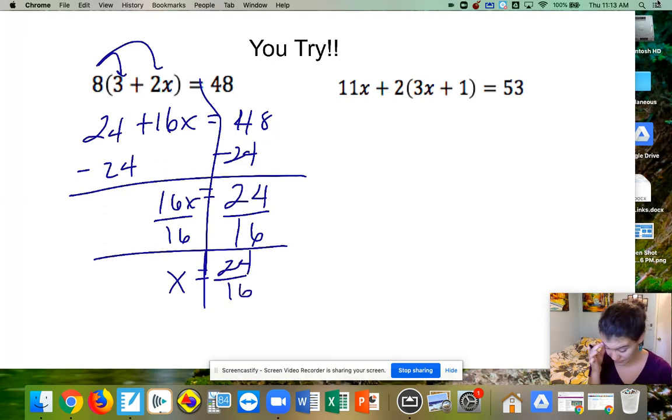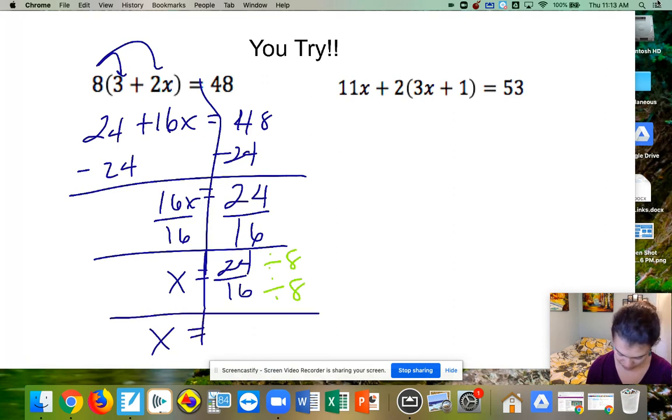But this is not simplified, so you want to think through what could you divide both of these by. So you could start with 2, you could start with 4, but I'm going to jump to, I can divide both by 8. And then your answer is going to be 24 divided by 8 is 3. 16 divided by 8 is 2. And you get 3 halves.